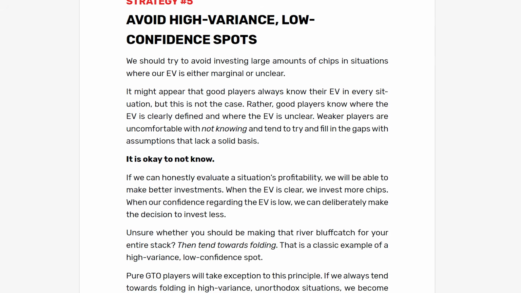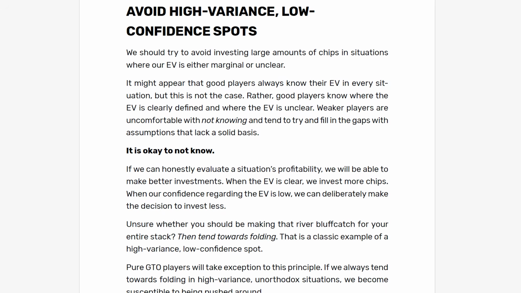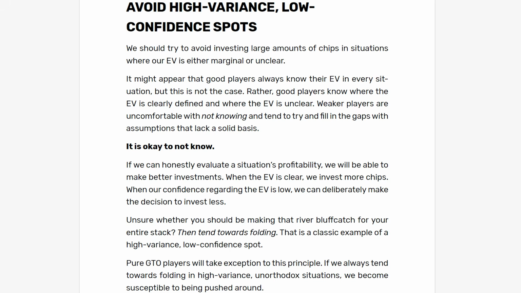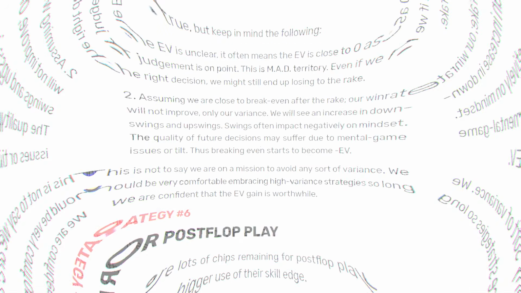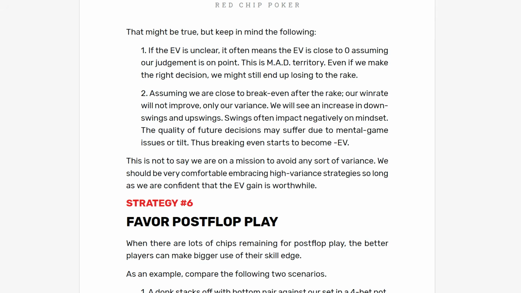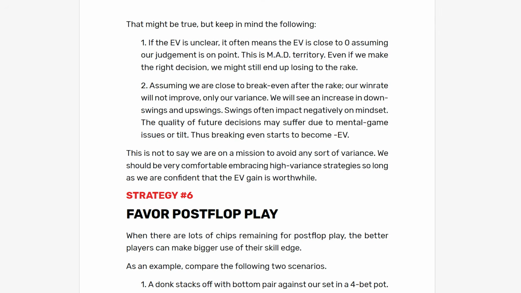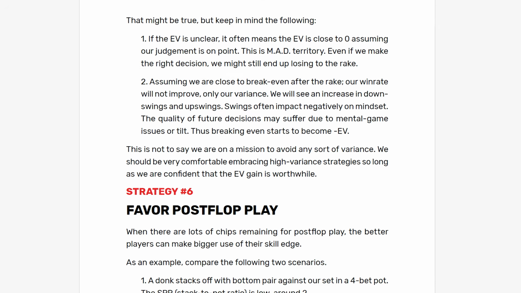Pure GTO players will take exception to this principle. If we always tend towards folding in high variance, unorthodox situations, we become susceptible to being pushed around. And that might be true, but keep the following in mind. 1. If the EV is unclear, it often means the EV is close to 0, assuming our judgment is on point. This is MAD territory.